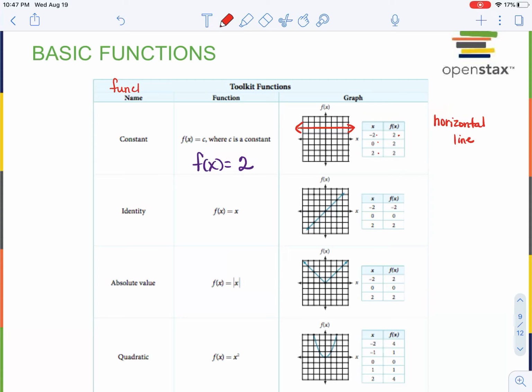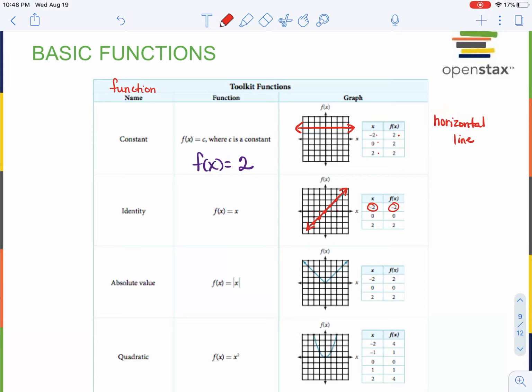Then, these are the names of the functions. The identity function, f of x equals x. No matter what you plug in for the x, you're going to get the same exact number for the y or for the f of x. So you have the points -2, -2; -1, -1; 0, 0; 1, 1; 2, 2, and it forms a slanted line that has a slope of 1, goes through 0, 0, looks like that.